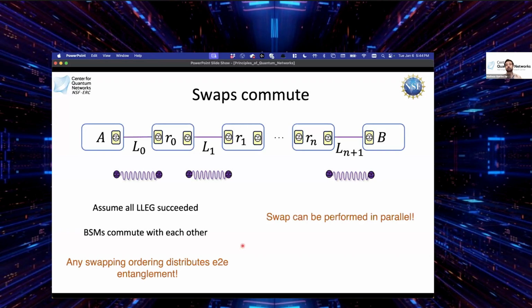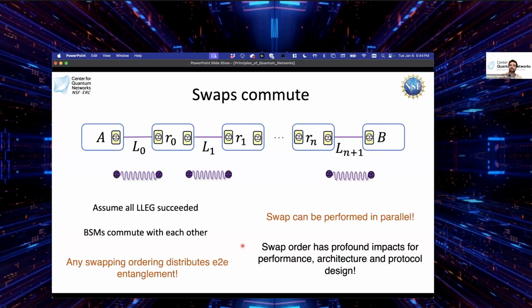Moreover, we can even perform all entanglement swap operations in parallel at the same time because of the commutability of entanglement swapping. Nonetheless, the order that we decide to do the entanglement swapping operations in each one of these repeaters will have a profound impact on performance and also on the way that we design our quantum network architectures and protocols.